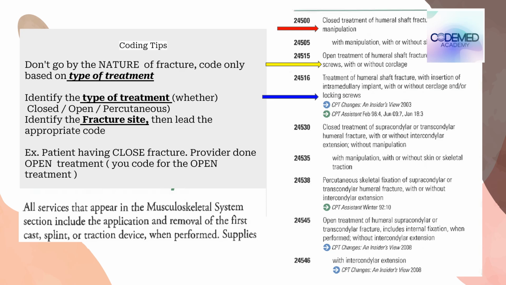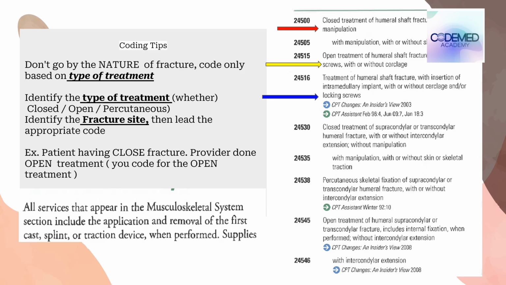Suppose the fracture site is the humerus or the radius and ulna, I'll be looking in the upper extremities. If it is the femur and the tibia and fibula, then I'll be looking in the lower extremities. So here your understanding of bones is very, very important. Let us take an example. A patient has a closed fracture. Closed fracture means the skin above the fractured bone is intact.